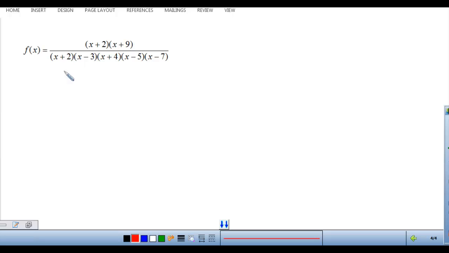Now again, this one's already been factored for us, and we see that x plus 2 is common in both numerator and denominator, so I could reduce those. However, that does still leave me with a domain restriction that creates a hole in the graph, not an asymptote, but a hole. So x cannot equal -2, 3, -4, 5, and 7.